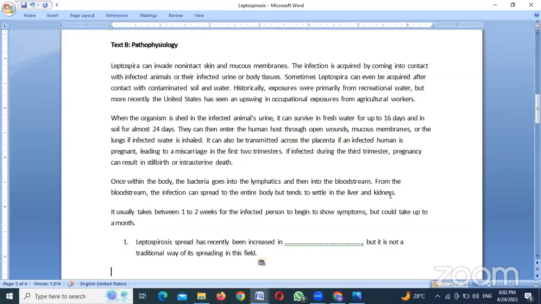Sir, I found it. It's in the first paragraph, last sentence. Okay, let us give other people a chance. Other people, try to find the answer, please.